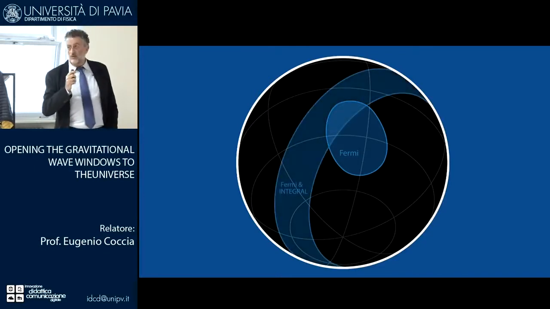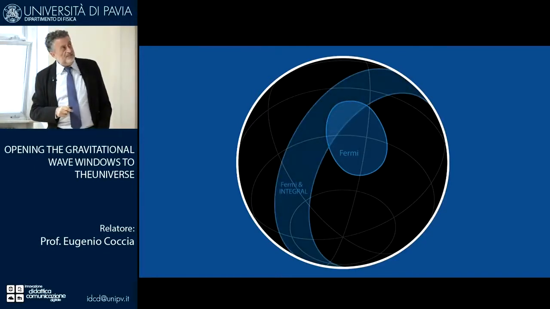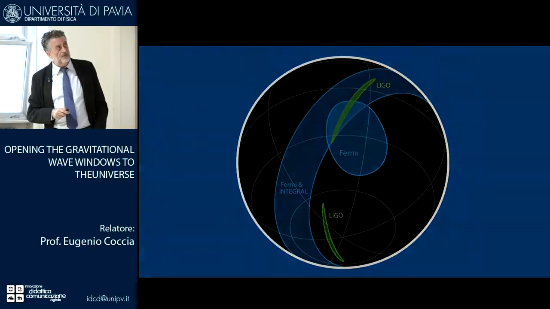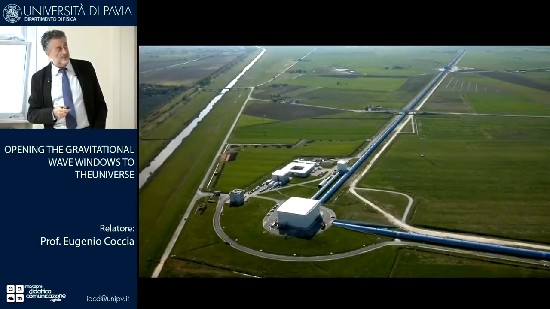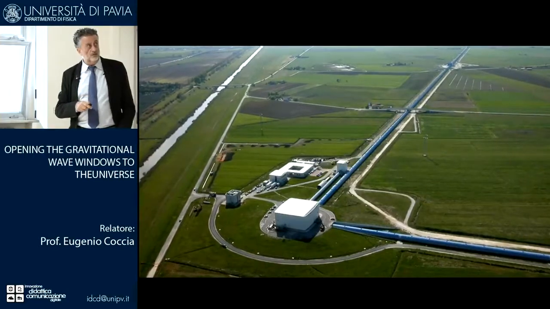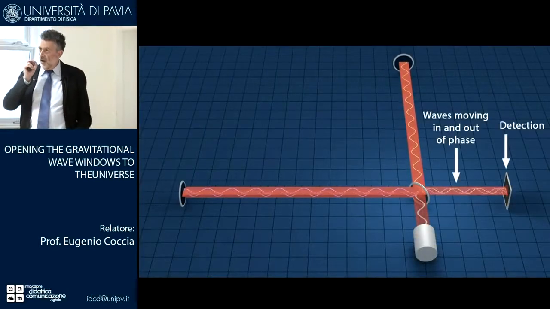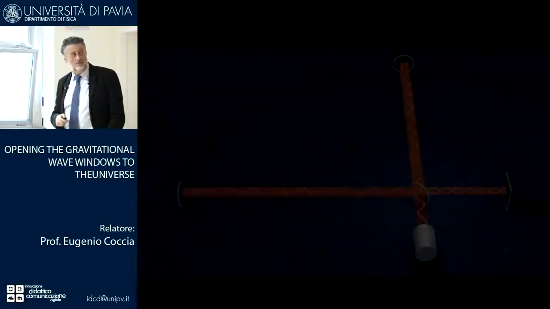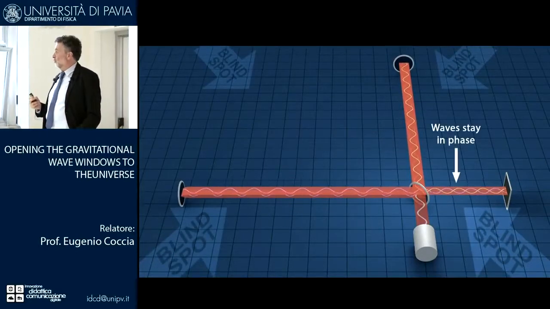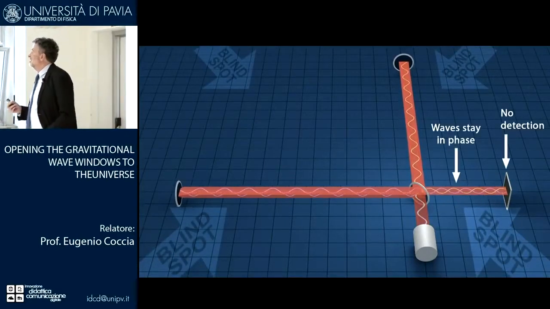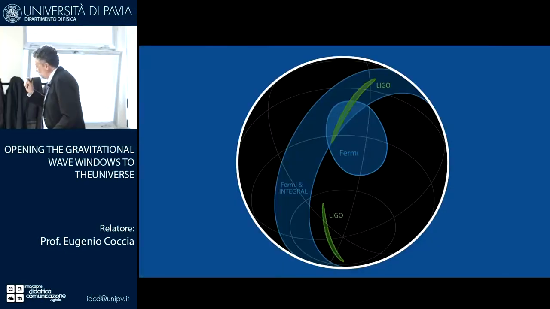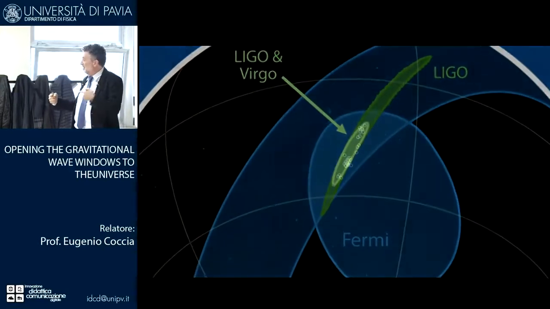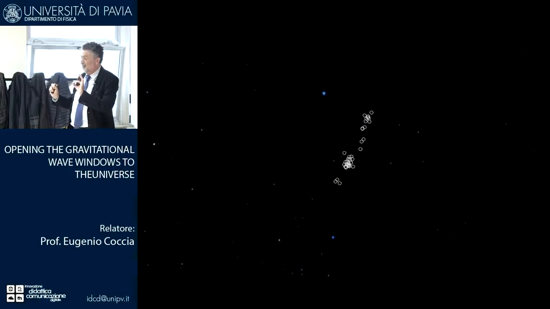So, where was the source? Well, the Fermi and Integral gamma ray detectors in the sky defined the position very badly. But thanks to Virgo, we now know where the position was in the sky. And the position is interesting to see, because the reason why Virgo was so important was that it did not detect the wave, or just a little bit. This means that the wave was arriving from one of the blind spots, which are very precise.